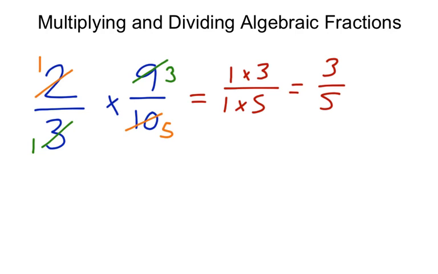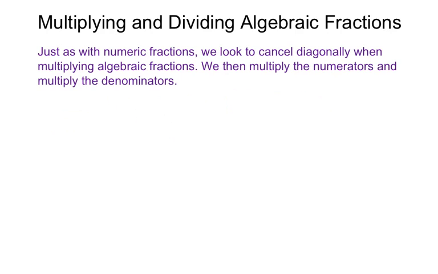Now for multiplying algebraic fractions, we do exactly the same. We look to cancel diagonally, and then we multiply the numerators and multiply the denominators. So let's have a look at some examples. So 4x over 5 times 15y over 16. So for this one, there are several things we can cancel.